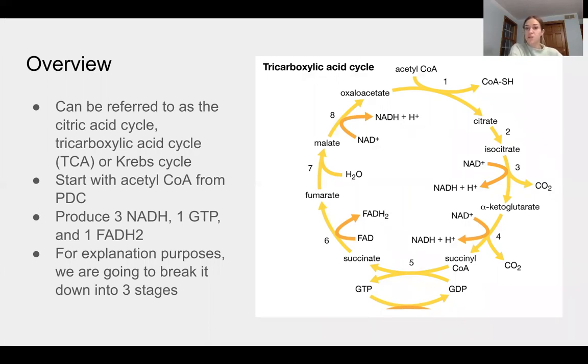So here we're always starting with the acetyl coenzyme A that we generated in the pyruvate dehydrogenase complex, which is combined with oxaloacetate that we are recycling throughout the Krebs cycle. So what we're producing here is 3 molecules of NADH, 1 molecule of GTP, and 1 molecule of FADH2. And we are going to break this down into 3 stages to make it seem a little bit more manageable.